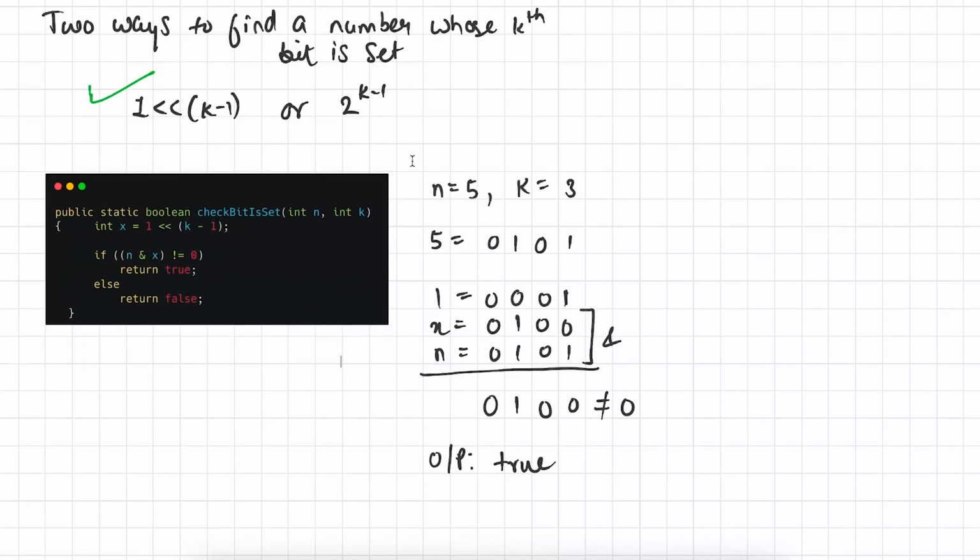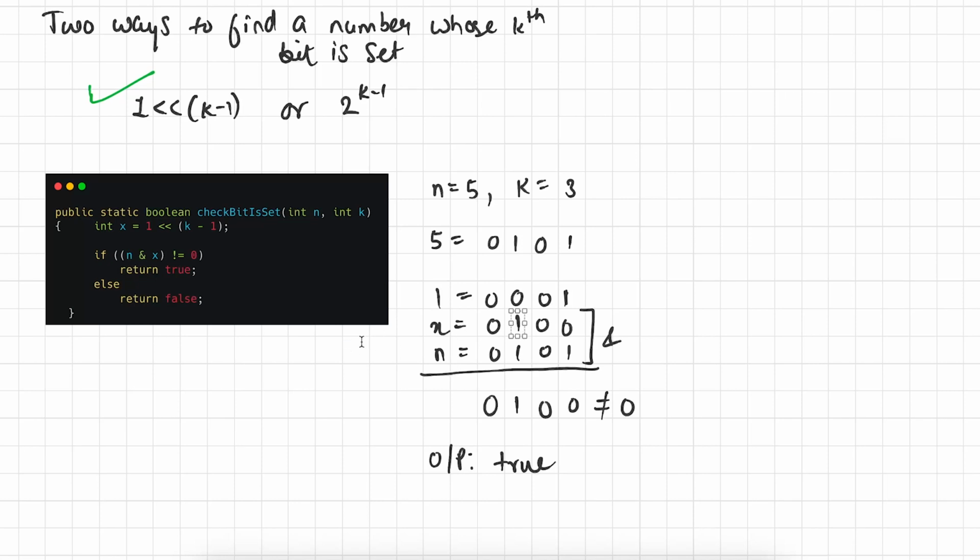So let's say n equals 5 and k equals 3. The binary representation of 5 is 0 1 0 1, and the binary representation of 1 is 0 0 1. After shifting by k minus 1, our 1 gets shifted to this position, because k minus 1 means 3 minus 1, which is equal to 2. So we are shifting by 2 places. First the 1 comes here, then it comes here. So our 1 finally comes to this position.